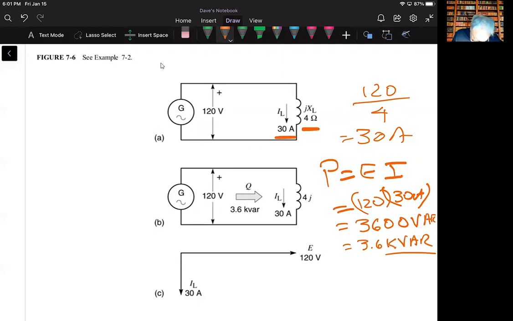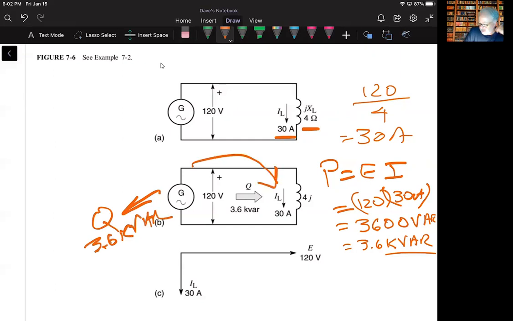Then he says, calculate the power associated with the AC generator. He says, because the reactor absorbs 3600 VAR or 3.6 kVAR, the AC generator has to be the thing that's supplying it. Consequently, the generator is a source. The generator is the source of reactive power, Q, and it is delivering 3.6 kVAR to this reactive load. It's the only thing it could be, right?